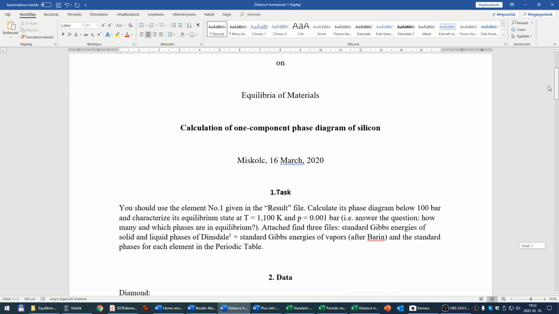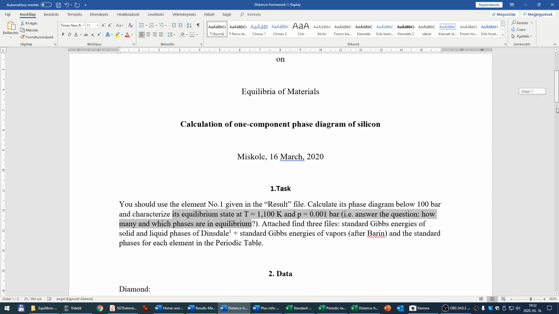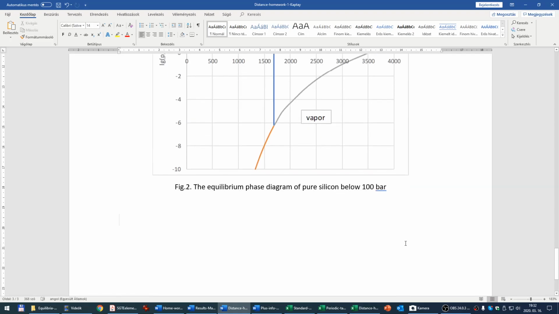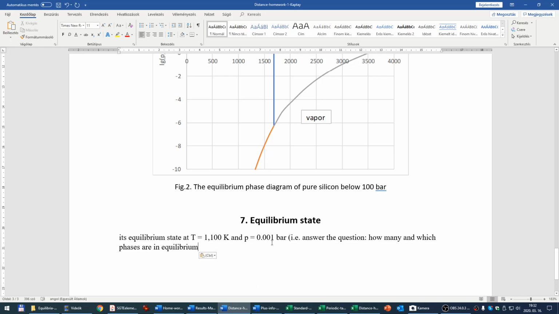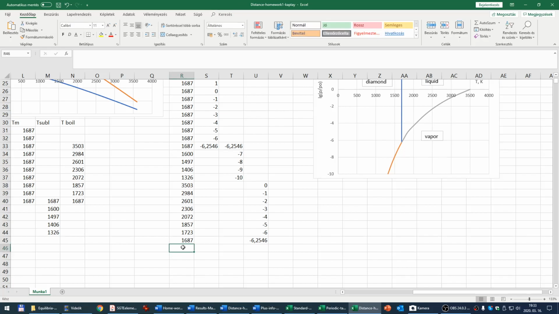And now let me remind you that we have a question: what is the equilibrium state at this temperature and pressure? Let me copy the question and finally answer this in chapter 7 called Equilibrium state. Okay, 1100 Kelvin, 10 to the power minus 3 bar. Remember this. Come back here, put a new value here, 1100 temperature, and in the new column you put minus 3 as low pressure, and end the point.